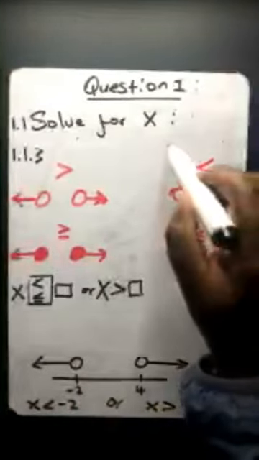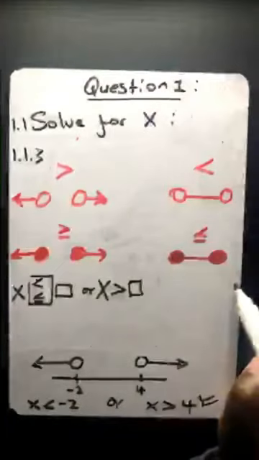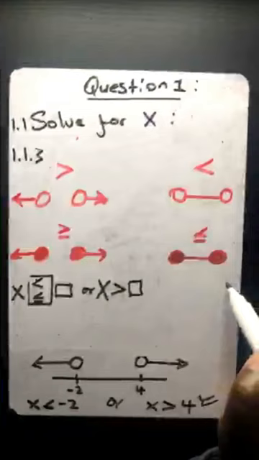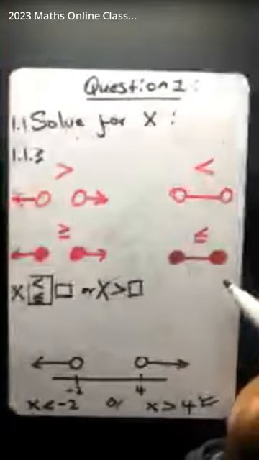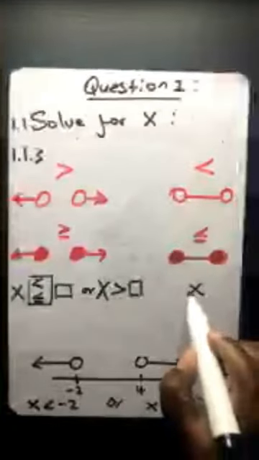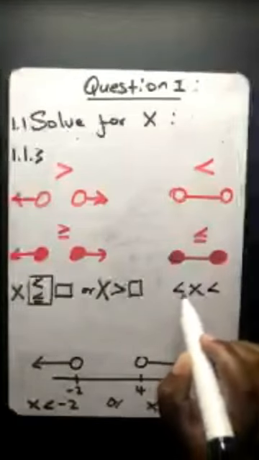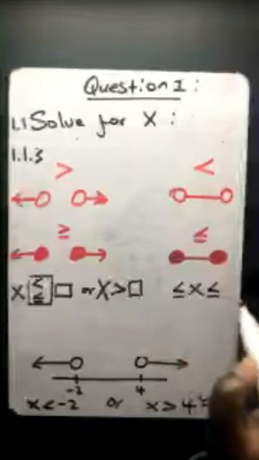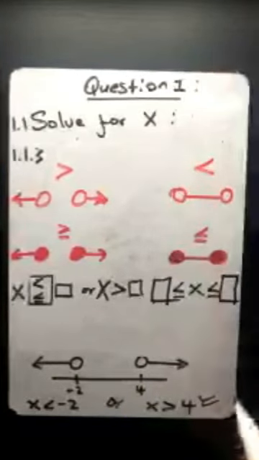But for this one of less than, you don't have the arrows. Let me put it that way and say you don't have the arrows. That is where you're going to always say X. Then it's either you have less than, or you have less than or equal to. Then you write your critical values there.